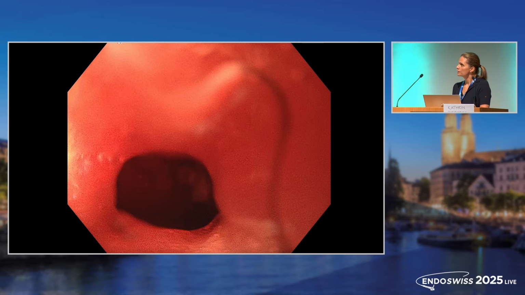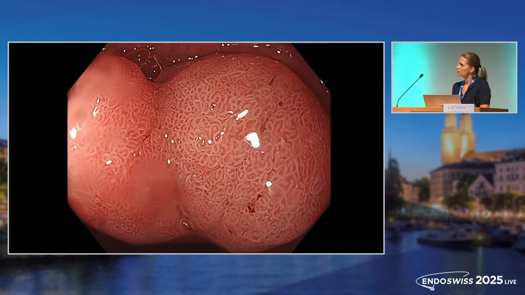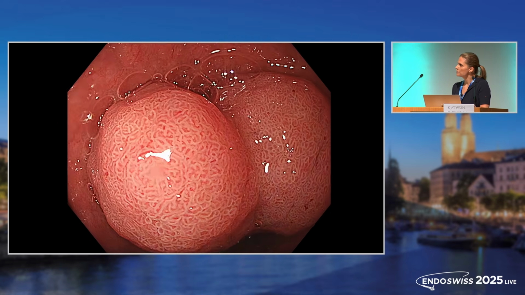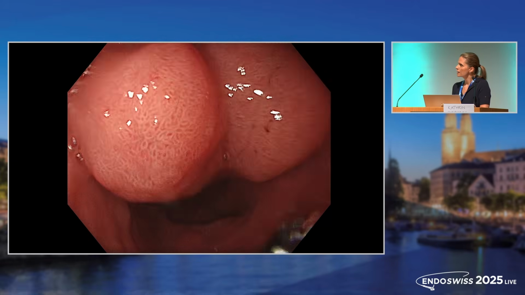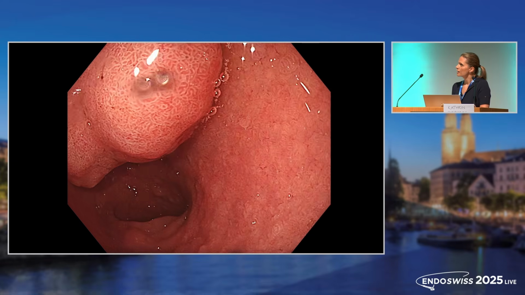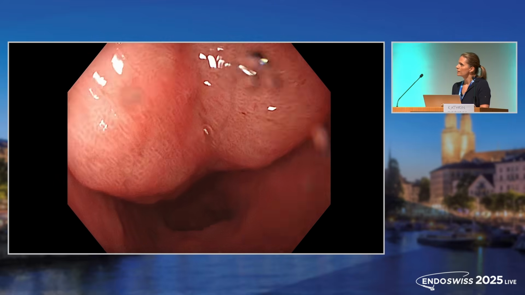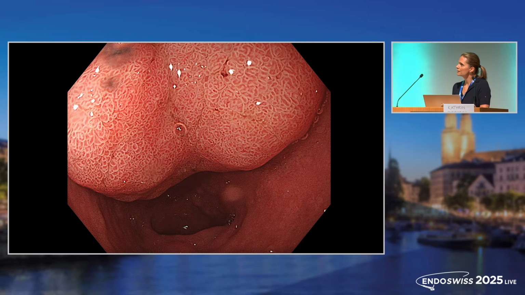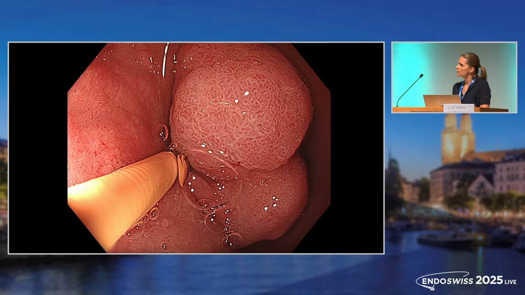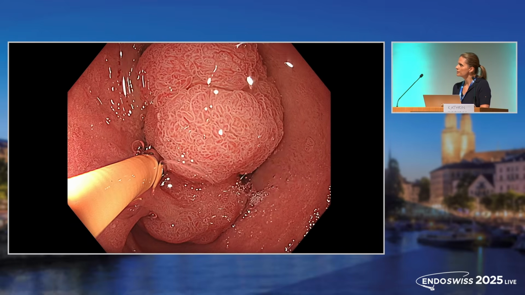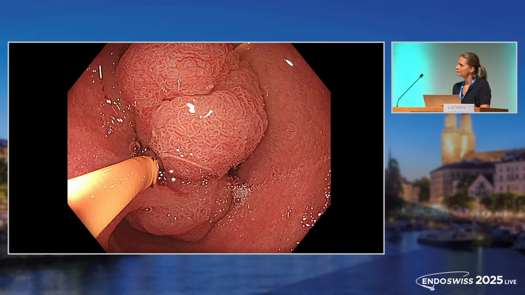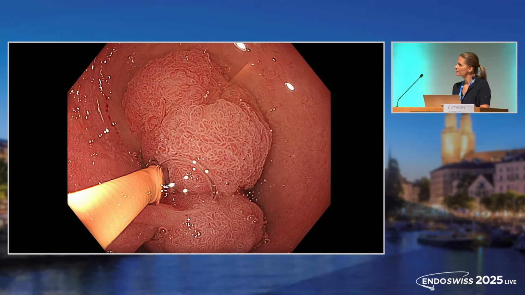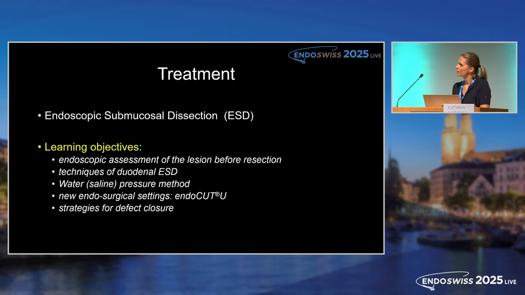I will now show you a small video of the lesion. You can see here this large polyp in the duodenal bulb. When it is moved a little bit, you can see that it's semi-pedunculated. So now Professor Yahagi will perform endoscopic submucosal dissection of this lesion.